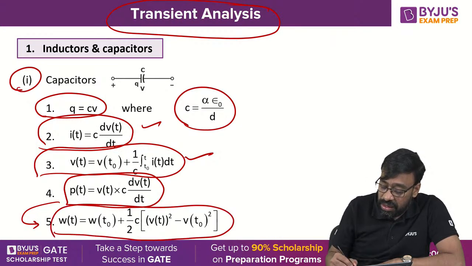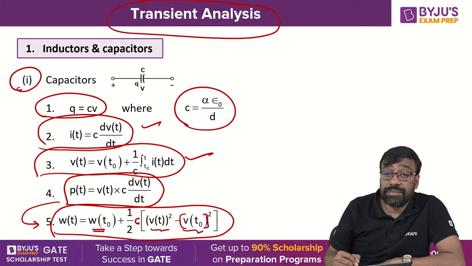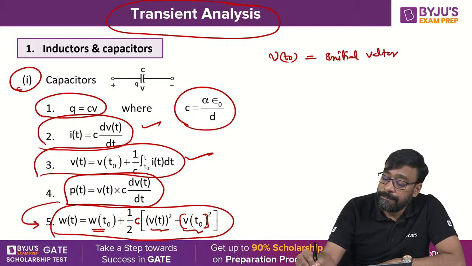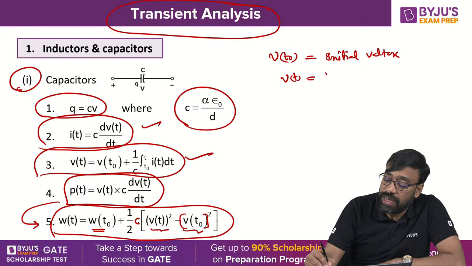You will get W of t naught, which is nothing but the initial energy, plus 1 by 2 C into V of t square minus V of t naught square. Where V of t naught is nothing but the initial voltage, and V of t is what? Final voltage.